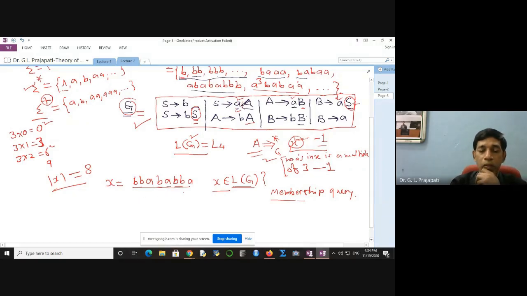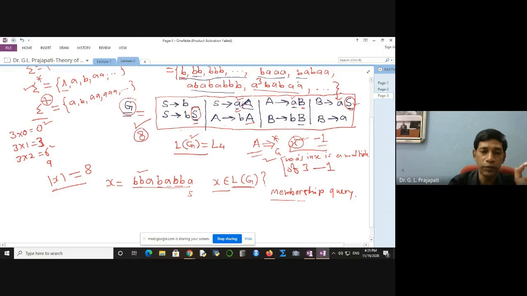Okay. So you need to find some derivations. You have to start from the S. Then you need to see which production rules I should apply. For obtaining this, which production rules should I apply? Whether I should apply this, or this. So you have production rules 2, 4, 6, and 8. You have the 8 production rules.